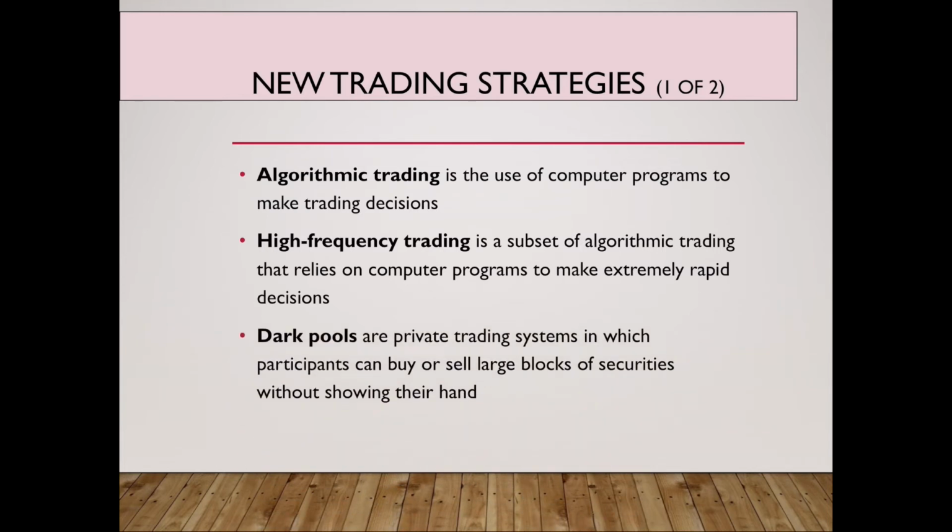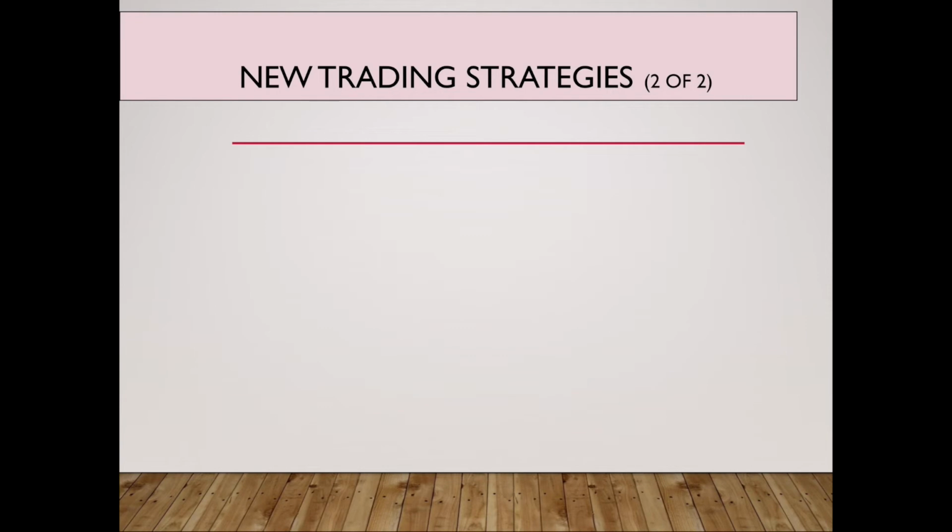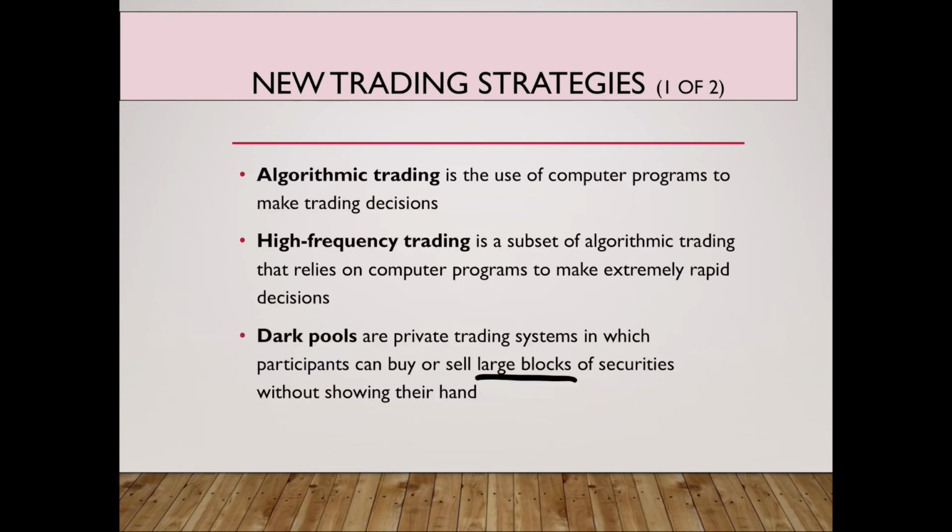Additionally, there are things called dark pools. Dark pools are private trading systems in which participants can buy or sell large blocks of securities without showing their hand. A large block is defined as at least 10,000 shares of stock being bought or sold. So these help trades not substantially influence the markets, as these are private trading systems in which the large sales are not exposed to the public without showing the exact transaction details.